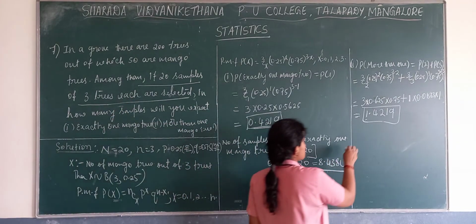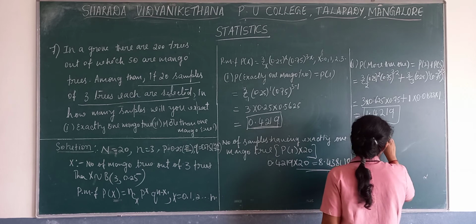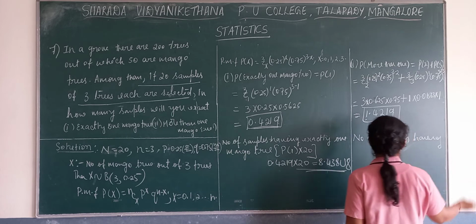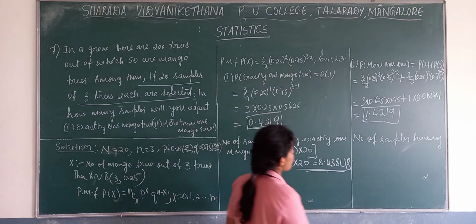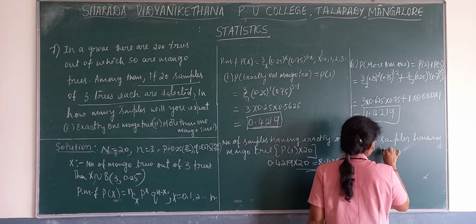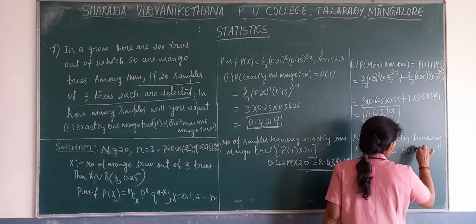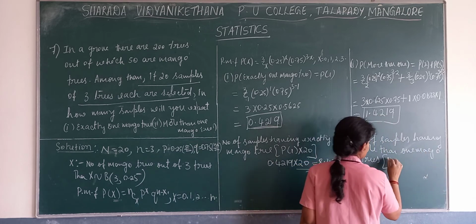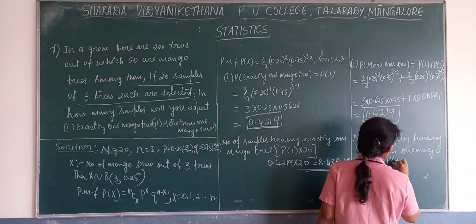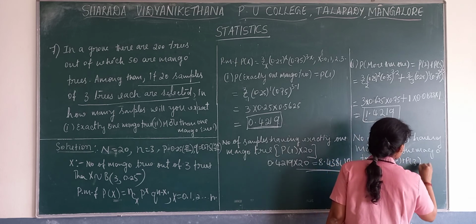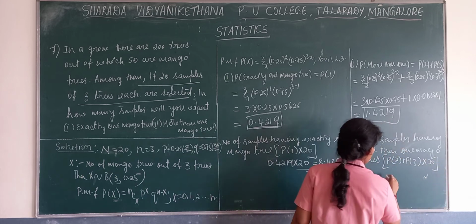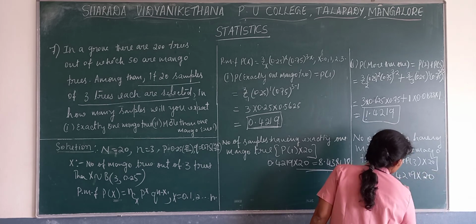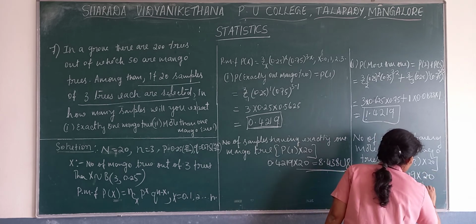Now the number of samples having more than one mango tree. How to calculate? Here P of 2 plus P of 3 into 20. That answer we have got as 1.4219 into 20. Here we get 3.125, approximately 3.